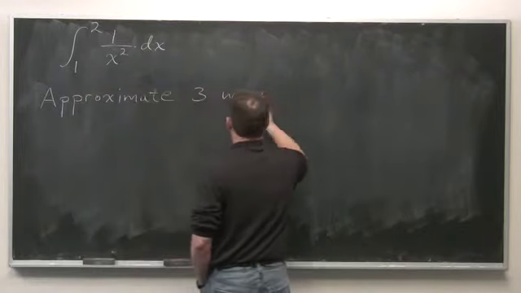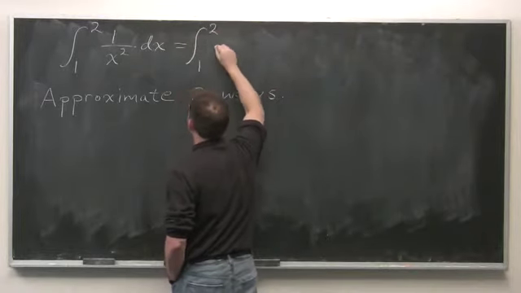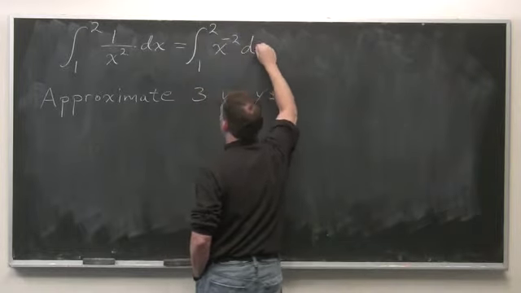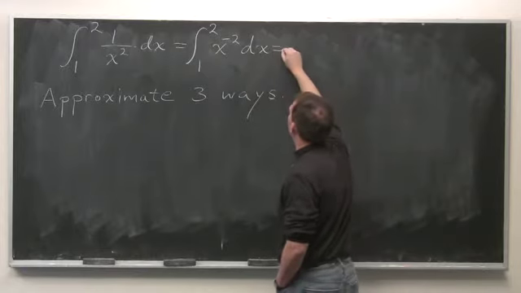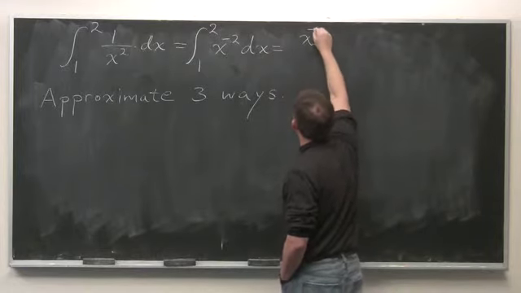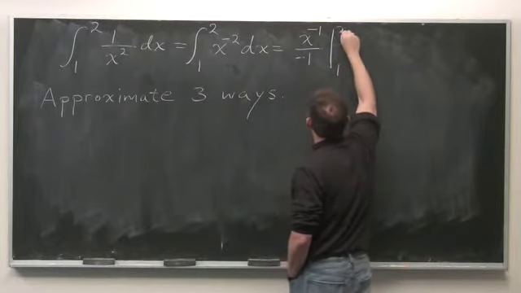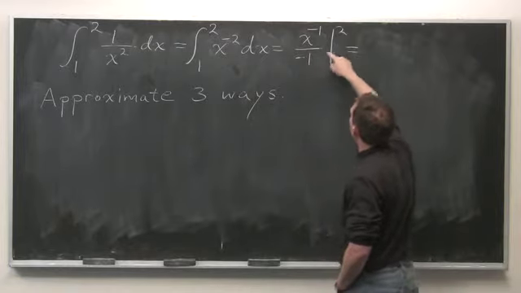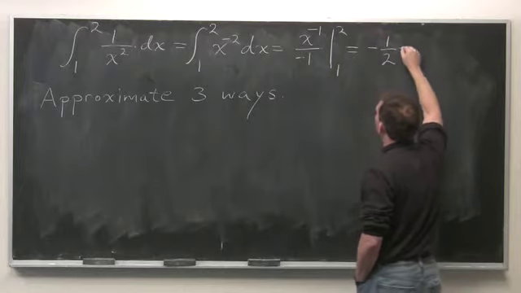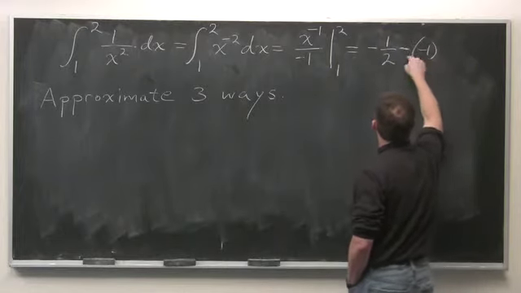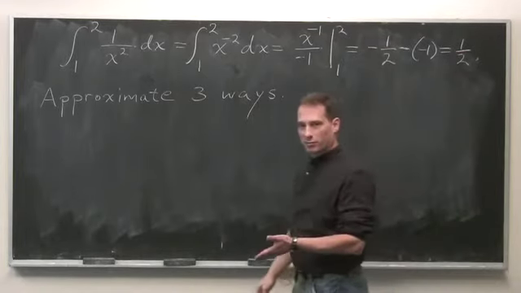Before I approximate it, we could just go ahead and use the fundamental theorem and evaluate it exactly. 1 over x squared is the same as x to the minus 2. Use the power rule for producing antiderivatives. You add 1 to the exponent, divide by the new exponent, and you evaluate as x goes from 1 to 2. So you put in 2 and you get minus a half, and you subtract what you get at 1, which is minus 1. And so you get plus 1 minus a half. We get a half for the exact value of the integral.